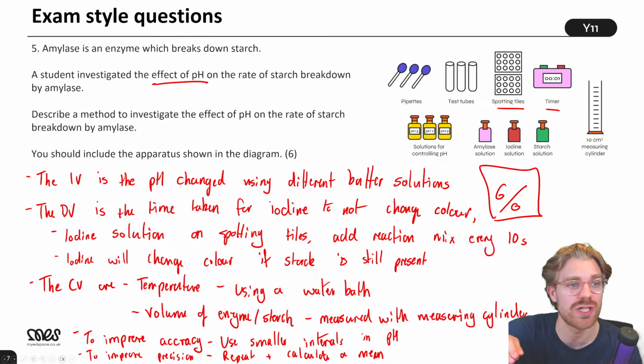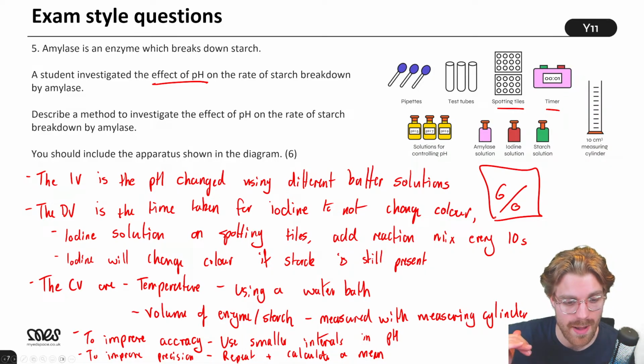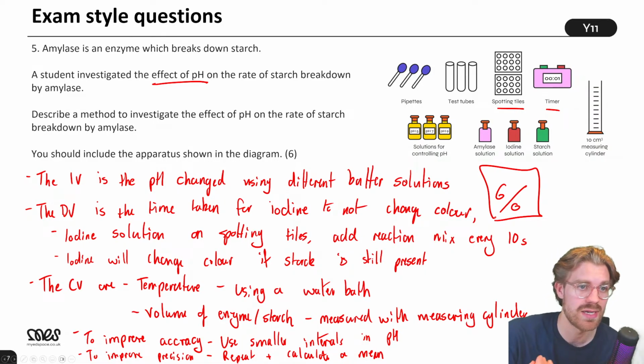Easy, easy, easy. And you can use a format like this for any of your describe a method questions, okay? You can use something like this to describe a method in your exams and you'll get 6 out of 6 every single time, as long as you hit every single one of these points.